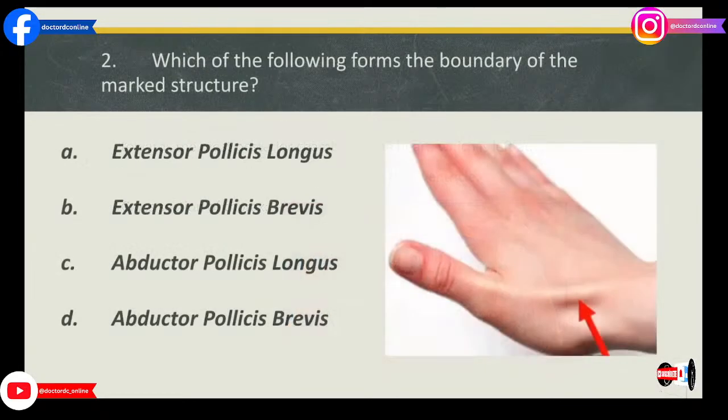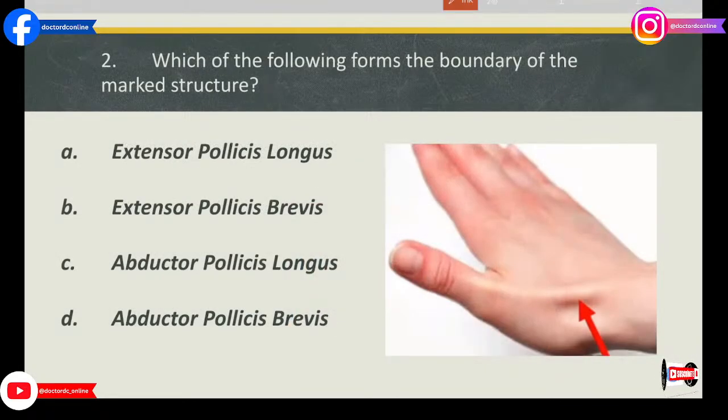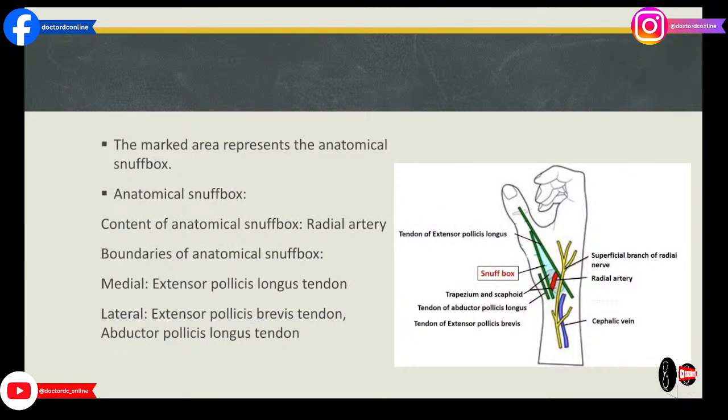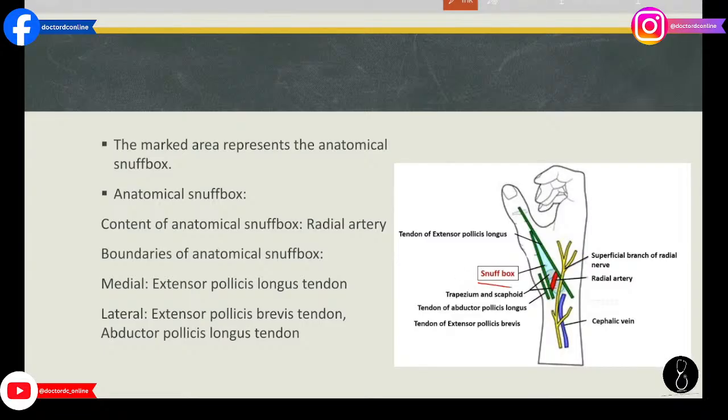In question 2, you are asked which of the following forms the boundary of the marked structure. The options are option A, extensor pollicis longus, option B, extensor pollicis brevis, option C, adductor pollicis longus, and option D, adductor pollicis brevis. The image shows the anatomical snuff box, which contains the radial artery. Its medial boundary is formed by the extensor pollicis longus tendon, and its lateral boundary by the extensor pollicis brevis and abductor pollicis longus tendons. The correct answer is option A, extensor pollicis longus.